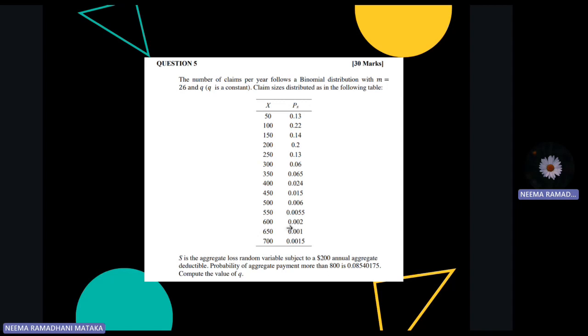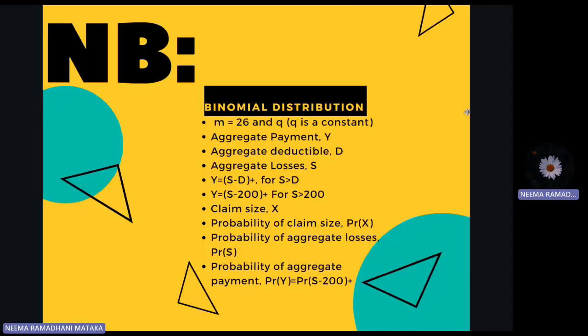And you're told that the probability of aggregate payment more than 800 is 0.08540175. So your task is to compute the value of q. First of all, our question is a binomial distribution, and we are given our m, which is 26, and we have to find the value of q.